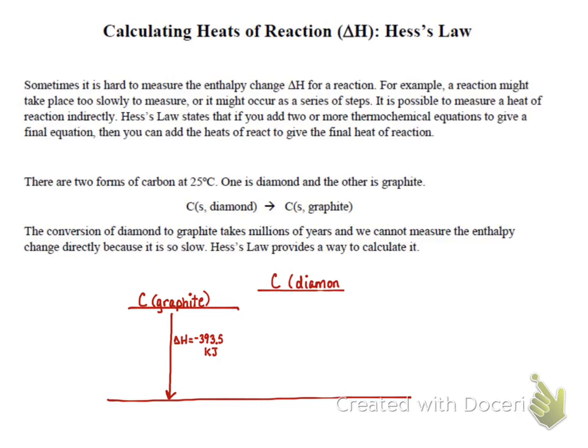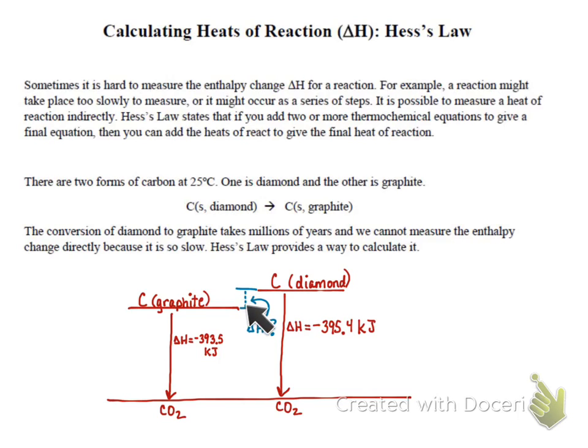So graphite and diamond both can be converted to CO2. So carbon graphite converted to CO2, this delta H can be measured, negative 393.5. Also, carbon diamond can be converted to CO2. Its delta H can be measured, negative 395.4, and these are all kilojoules.